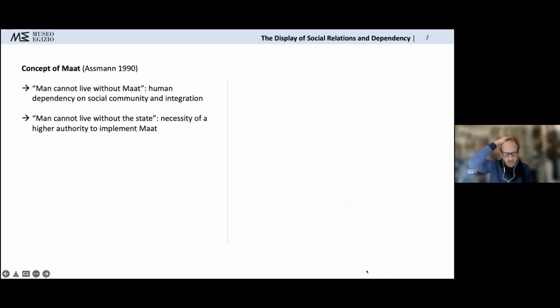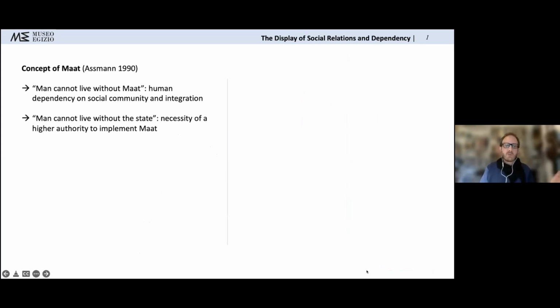I also want to briefly comment on the cultural framework into which the display of social relationships is embedded, but only very briefly. The key term here is that of Ma'at, usually translated as truth, justice, and world order. An inner cultural discourse about Ma'at can be traced in the textual record. Ma'at was a social and political guiding principle, so to say.